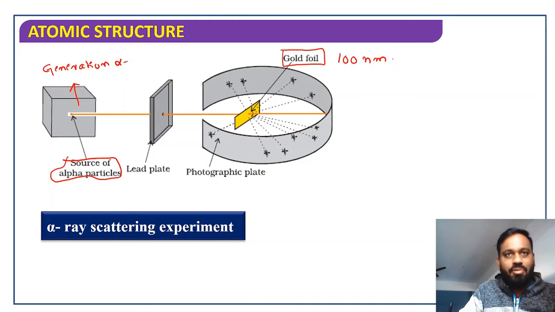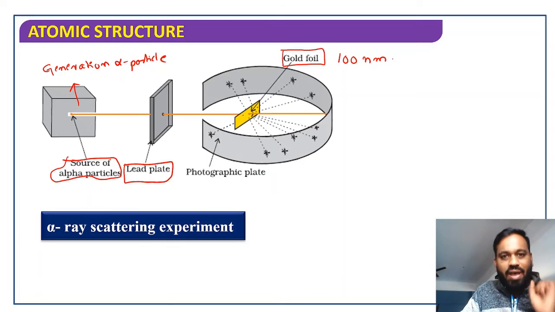The alpha particles are passed through this lead plate slit, and they go and strike the very thin gold foil. When they strike the thin gold foil, most of the alpha rays strike the zinc sulfide plate, not lead sulfide plate. It is a zinc sulfide plate.